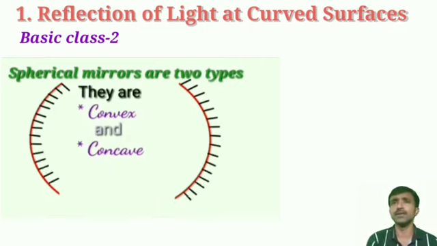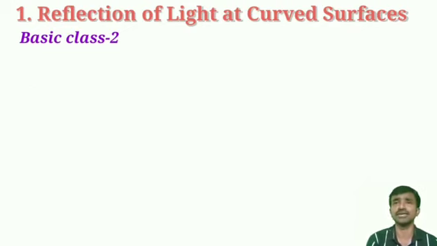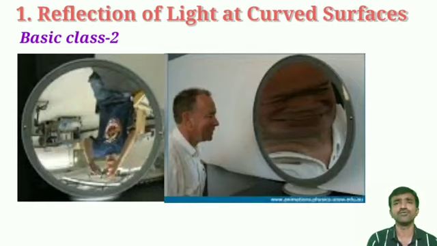Even without observing their surfaces, we can identify these types of mirrors as concave or convex. If you try to see your face and it is invisible, or it shows you a reversed image, that type of mirror is called a concave mirror.